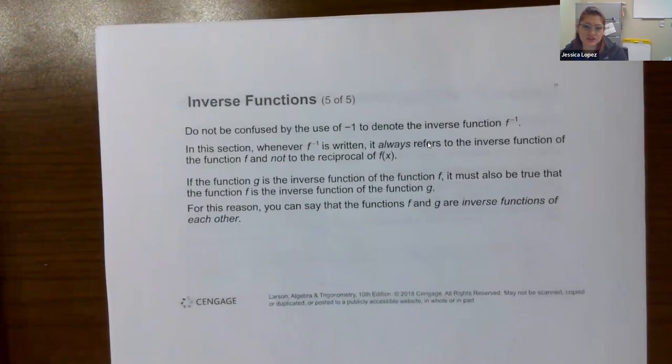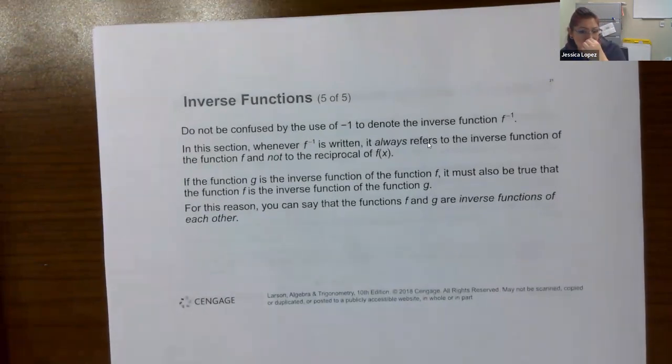And I think I already mentioned this, but it says, do not be confused by the use of the negative one to denote the inverse function. It is always referred to as the inverse function and never referred to as like the reciprocal, right? Like the negative makes it a fraction downstairs. So never is it considered the reciprocal of f of x, never.